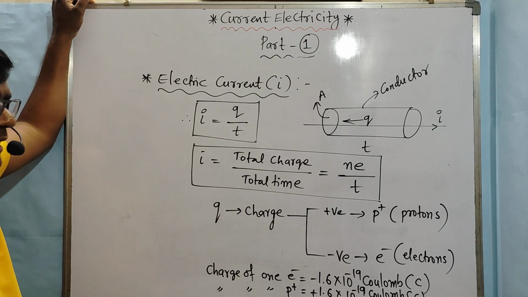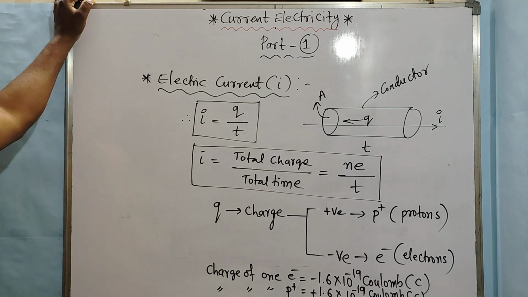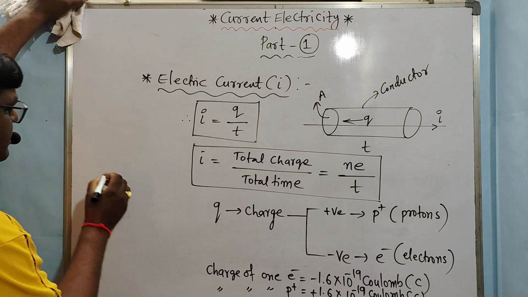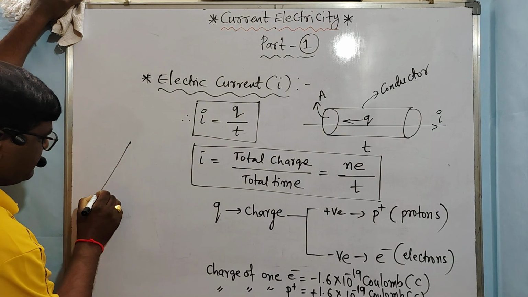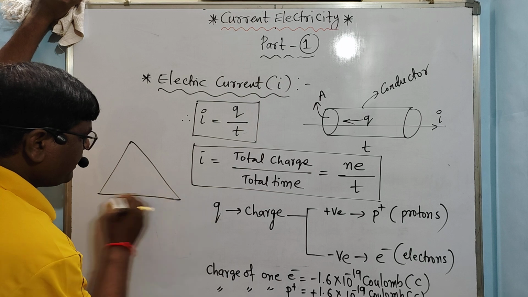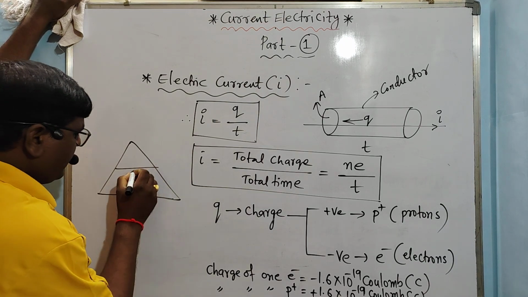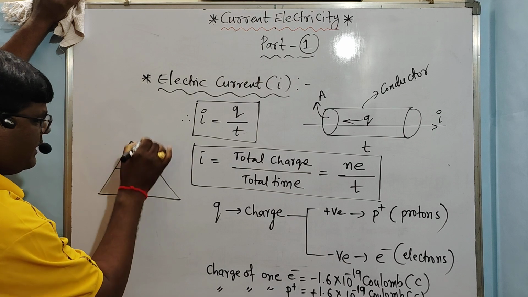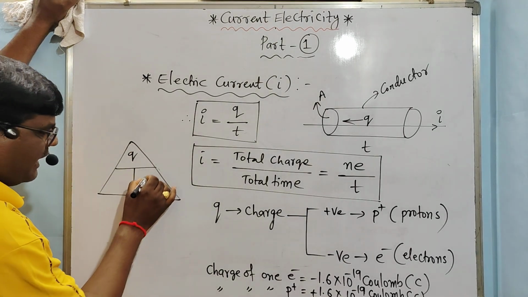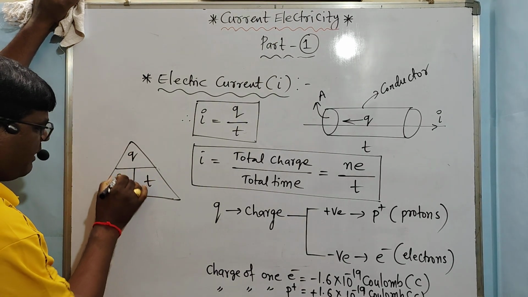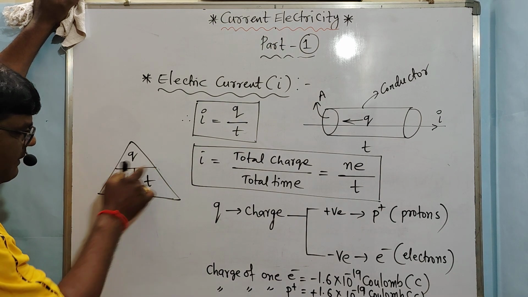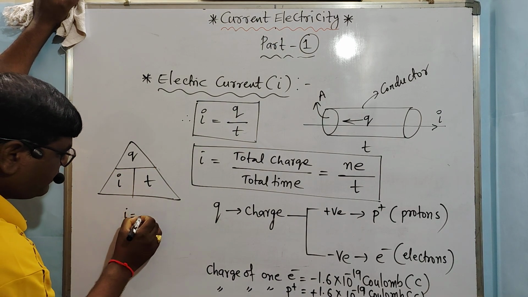This is about the charge. This can also be written in a shortcut way. What is the formula for electric current? Take Q, T and I. So I is equal to Q divided by T. That is the way we can write it.